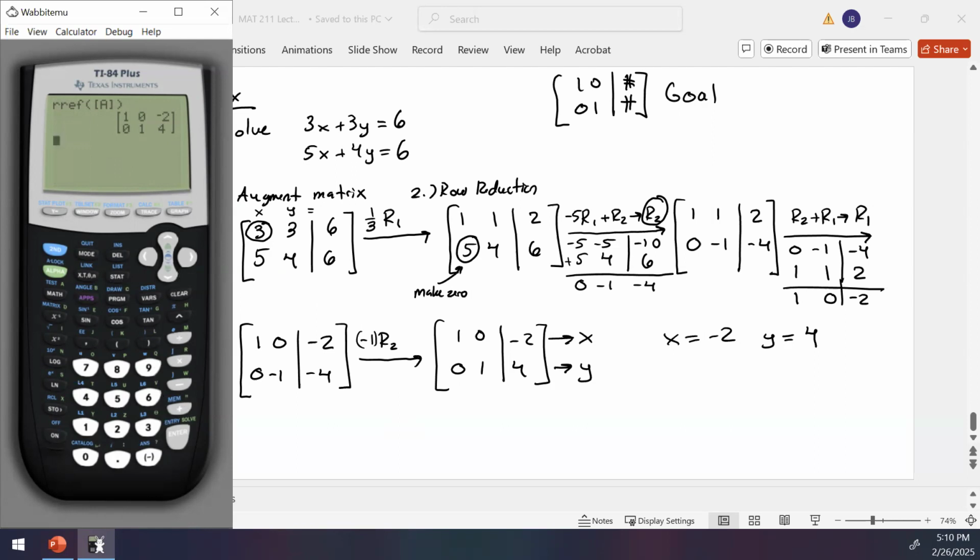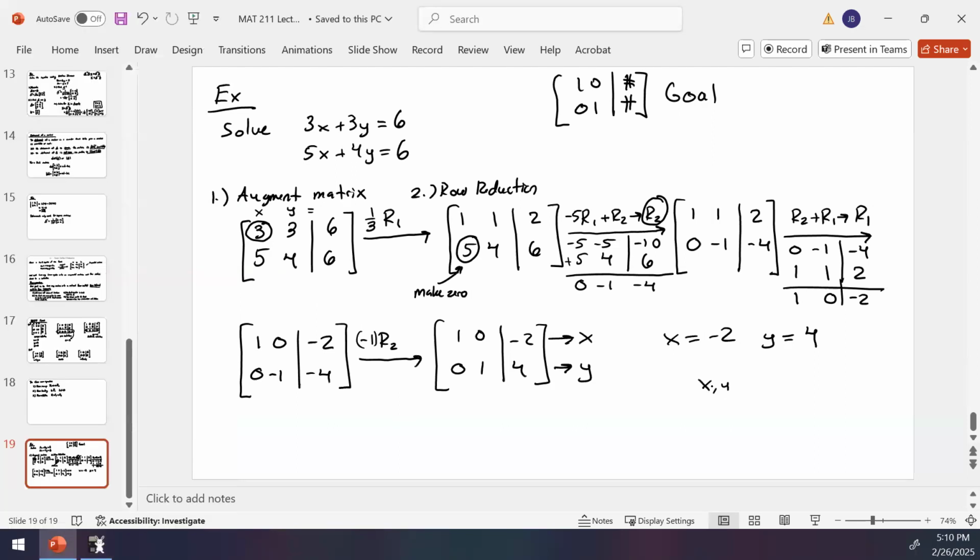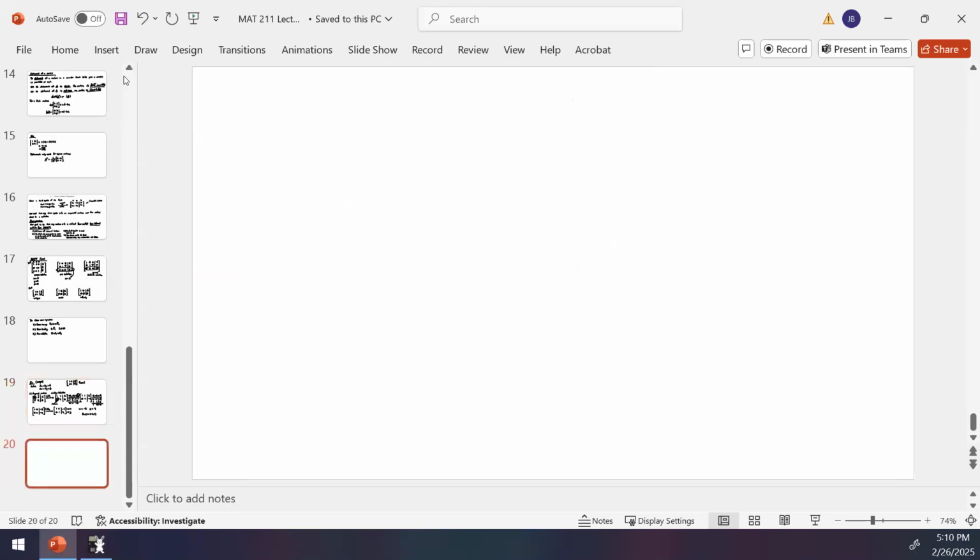So that is a unique solution. So x comma y is equal to -2 comma 4. This is what we call the unique solution, meaning one solution. And remember, all linear systems either have one unique solution, infinite solutions, or 0. There's no other option. It's not 2, 3. It's just 1, none, or infinitely many.